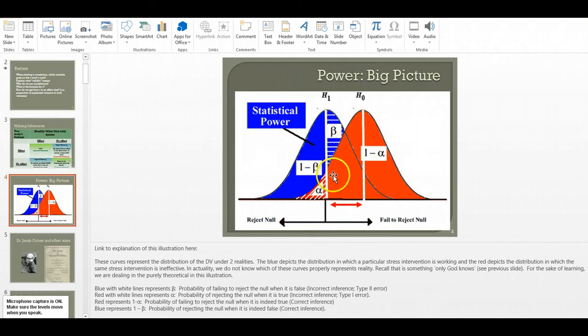1 minus alpha, remember, is correctly failing to reject the null when the null is indeed the case. And so remember from the last slide, that was the case where we go back to the theoretical drawing board because our theory was wrong. It's a correct inference, but it just means that it was something we didn't expect, and so we'll have to do a follow-on study. Maybe for our stress intervention, we needed to do a couple of things differently in order to see the effect. I don't know. That's something you would think about for your own data.